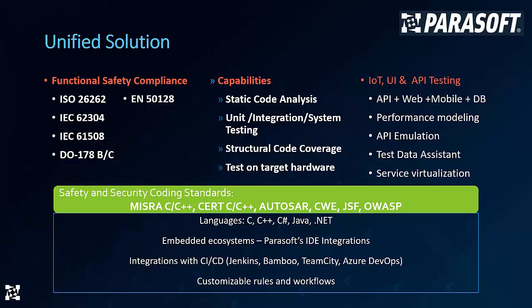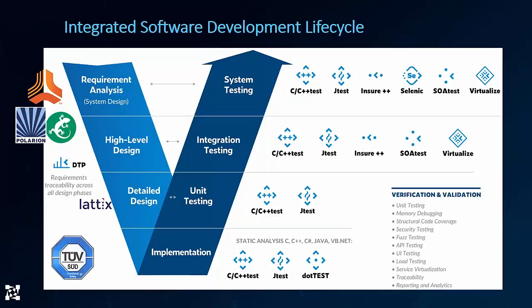Now, to help you visualize our solution offering, we have mapped this into the actual V model, which is very common in the embedded space. On the left side, you can see where our integrations with requirements management tools like Jama, Codebeamer, Polarion, and others exist. Newly added is Lattix, which I'll be discussing later in a different slide. Now on the right-hand side of the V, you have all of the testing solutions offered by Parasoft.